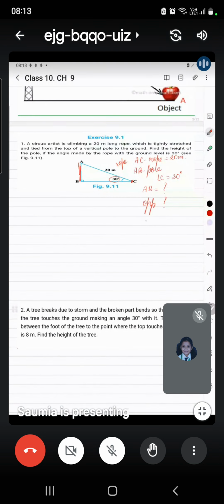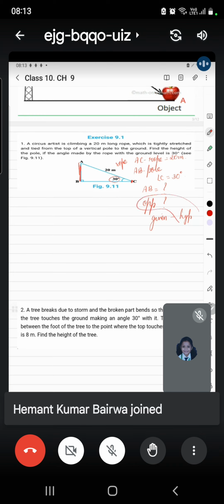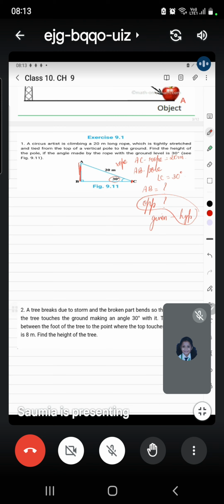And which side is given to me? Hypotenuse. So which ratio will connect opposite and hypotenuse? Sine ratio. So we will say sine 30 equals opposite upon hypotenuse. Or you can even write sine C. Sine C is nothing but sine 30. Opposite side AB, hypotenuse AC. Sine 30 is half.